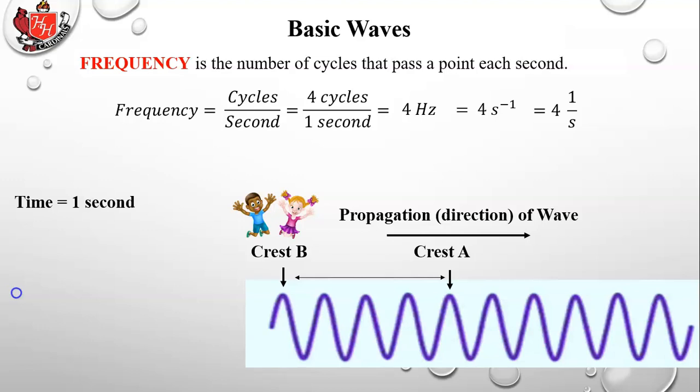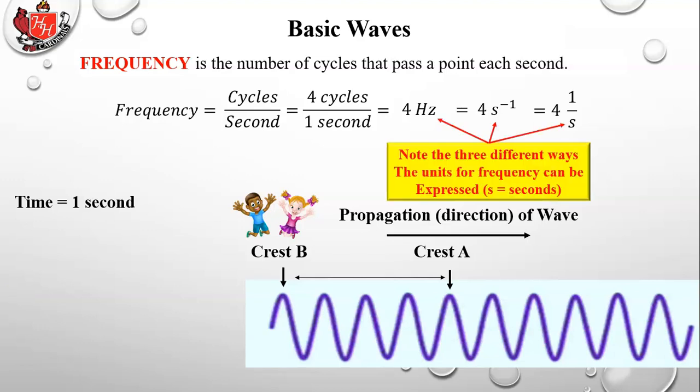The way it's often expressed is in hertz, Hz, which simply means cycles per second. Or, as is used in chemistry quite a bit, 1 over seconds. It's the reciprocal of seconds, 1 over seconds, which can be expressed as seconds to the -1. So any of those 3 units of measure are all the same. Note the 3 different ways the units for frequency can be expressed.